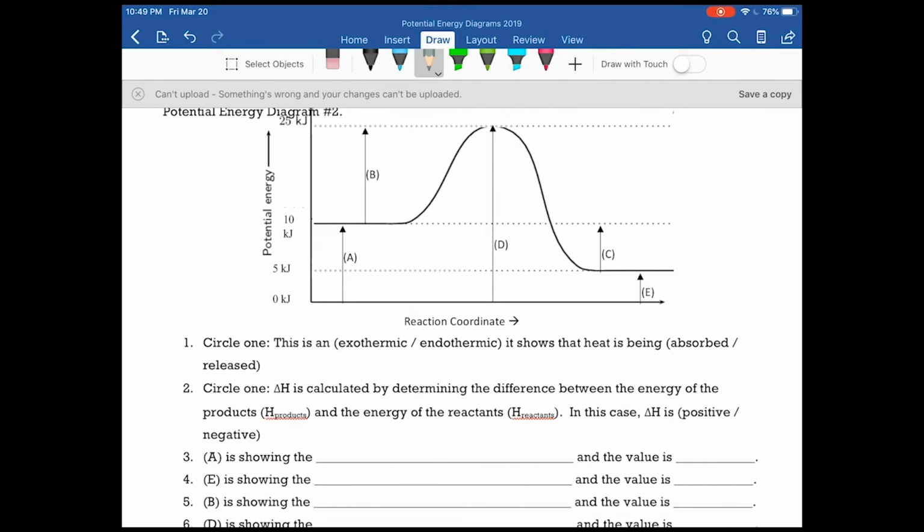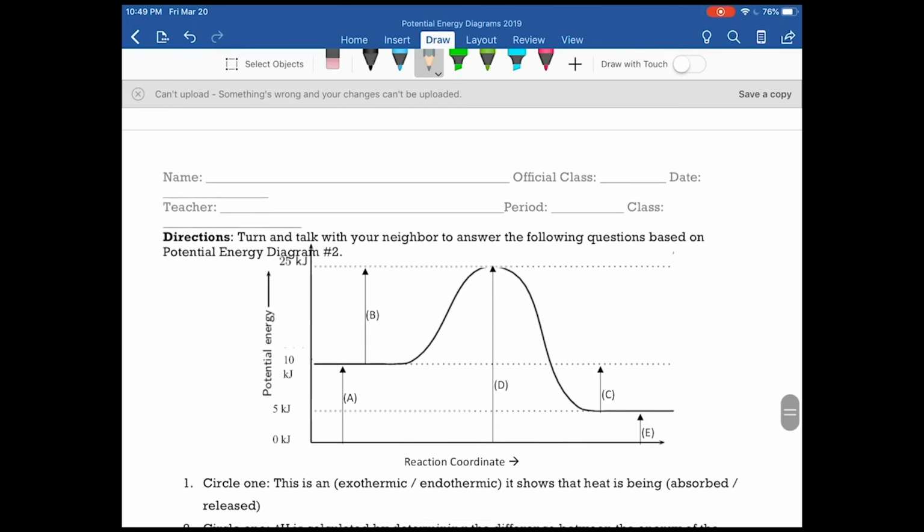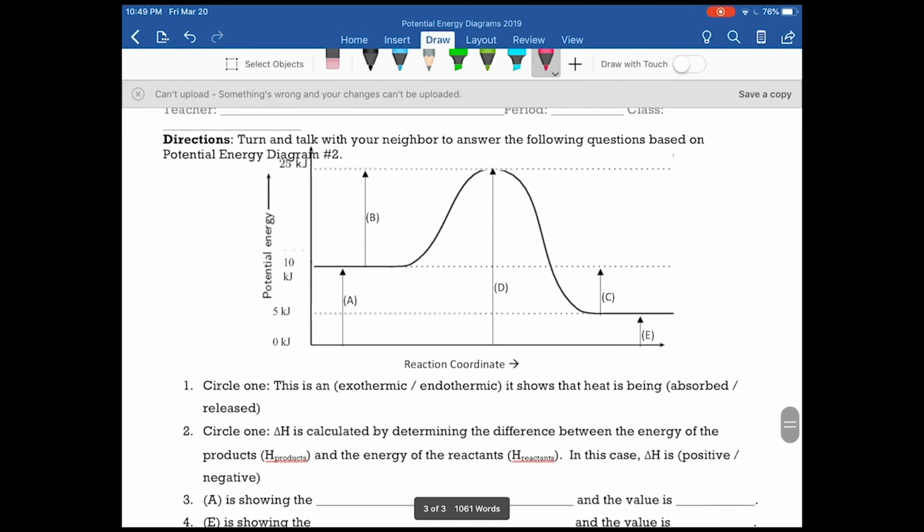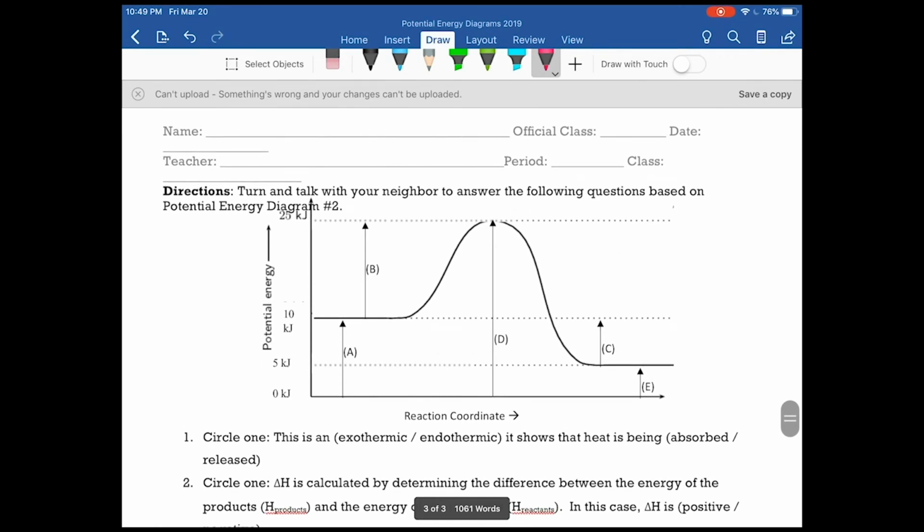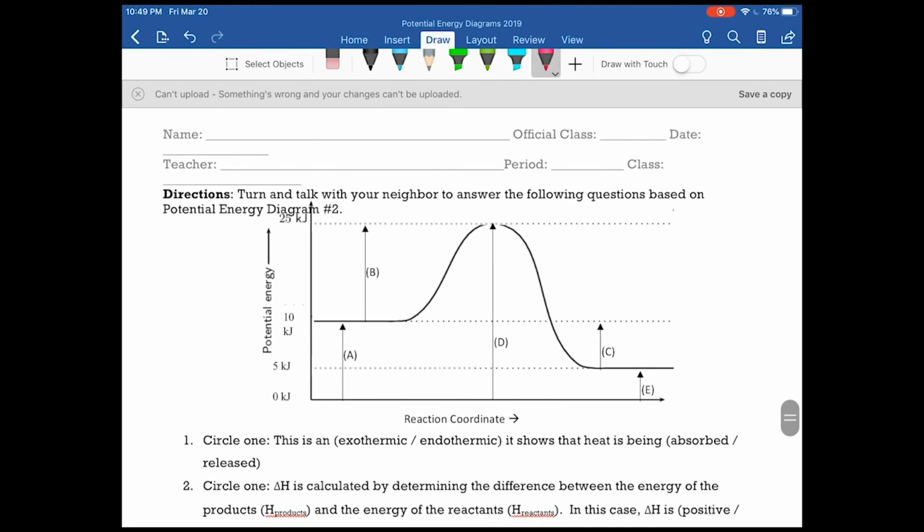If you've paused this, you've done the questions, and you're ready to go over this. We're not going to spend as much time on this one because it's essentially the same as the first one. So we're just going to basically tell you the answers now, and you can check if you were correct. Let's label this very quickly. A represents the PE of your reactants, and E is your PE of products.